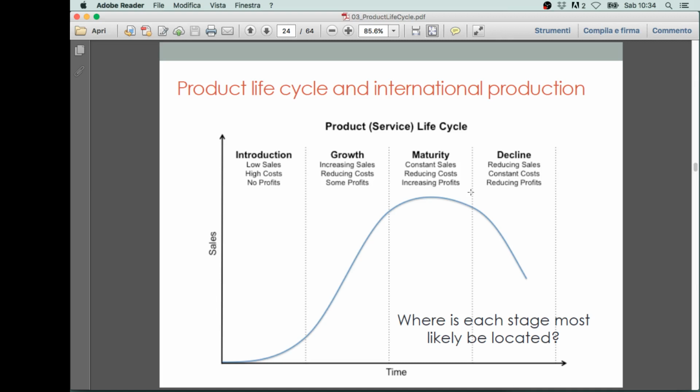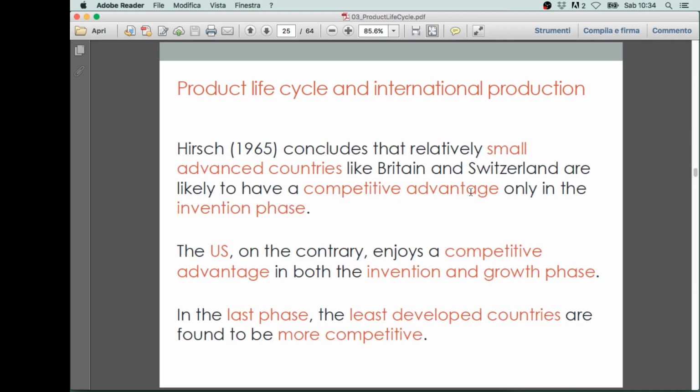Given this description of the product life cycles and the skills that you need to have competitive advantage in each of these phases, the question that we can then ask is where each stage of this life cycle is likely to be located in terms of production facilities.